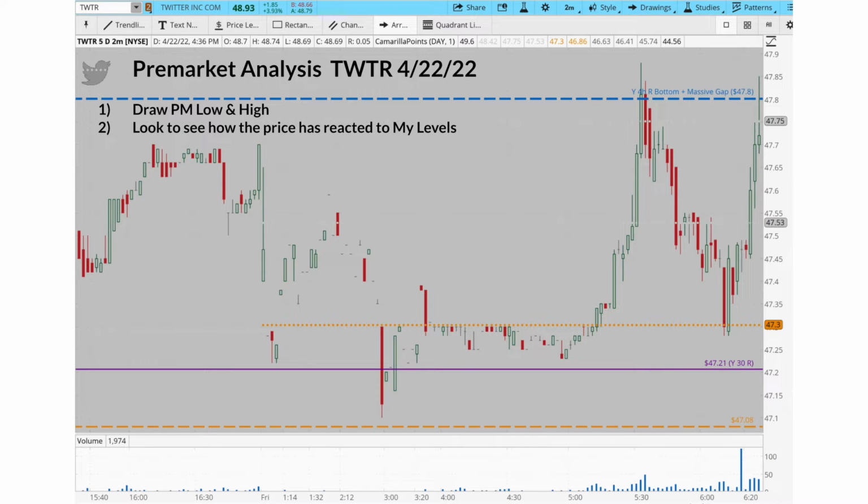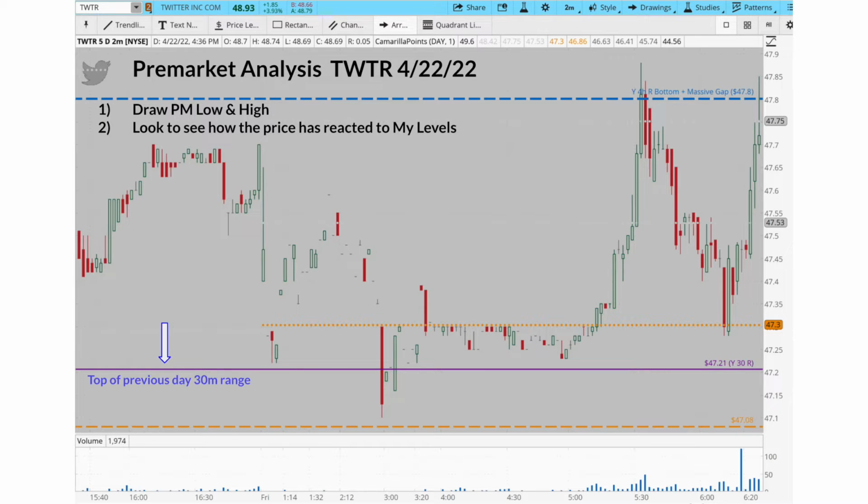Number two, look to see how the price has reacted to my levels in the pre-market. So these levels that are on here were here before, the day before, or maybe in a week before. This massive gap up level at 47.80 was there from when Musk was talking about purchasing the stock. So that's what that huge gap was. So I'm looking to see how it's reacting.